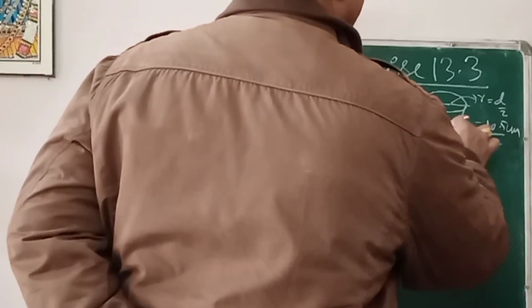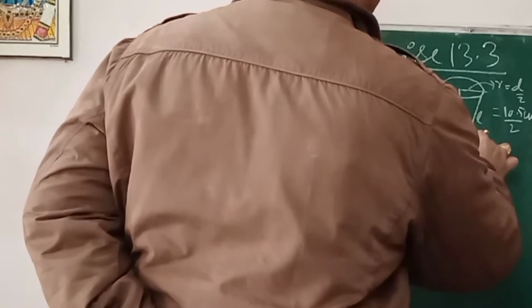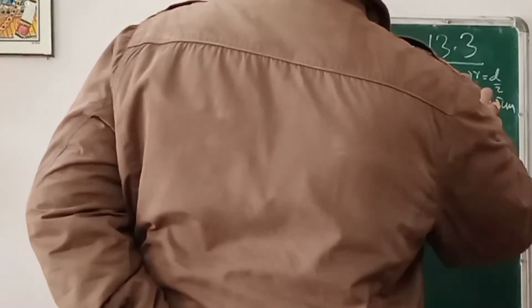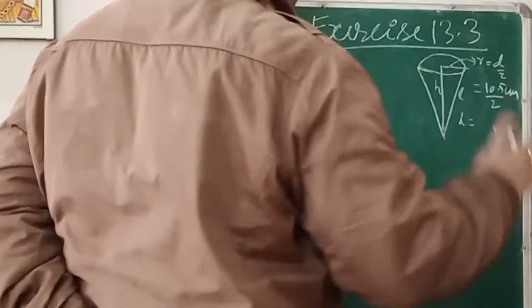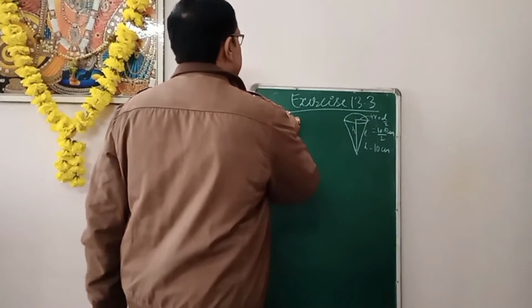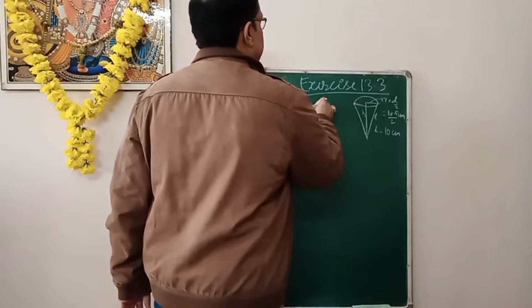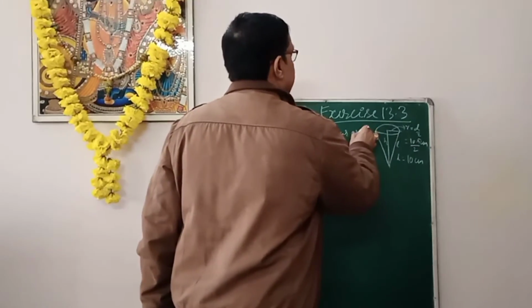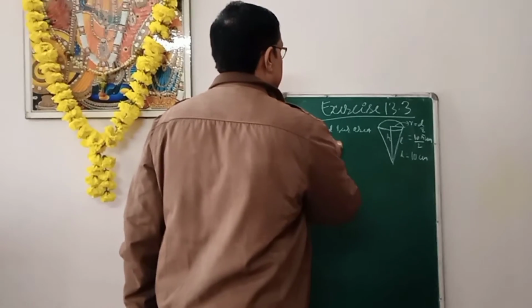This is H and this is L. This L is also given, as slant height is written. So this is slant height and this is the vertical height. So slant height is given as 10 centimeter. And we need to find out the curved surface area. And we know the formula for doing this.